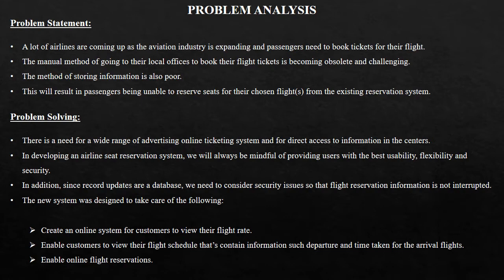In developing an airline seats reservation system, we will always be mindful of providing users with the best usability, flexibility, and security. Therefore, we need to make the user's interface very flexible and easy to understand. In addition, since records are updated in the database, we need to consider security issues so that flight reservation information is not interrupted. The new system was designed to take care of the following matters: we will create an online system for customers to view their flight rate, enable customers to view their flight schedule that contains information such as departure and time taken for the arrival flights, and enable the online flight reservation.